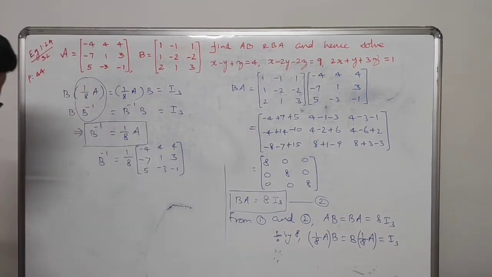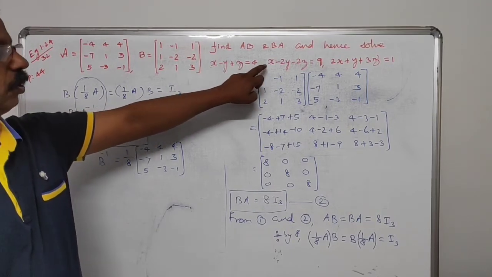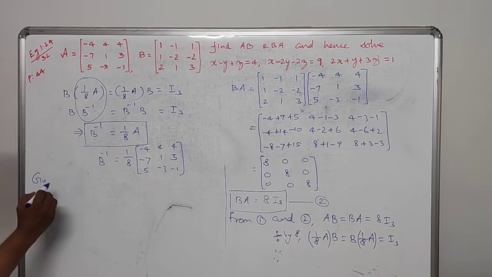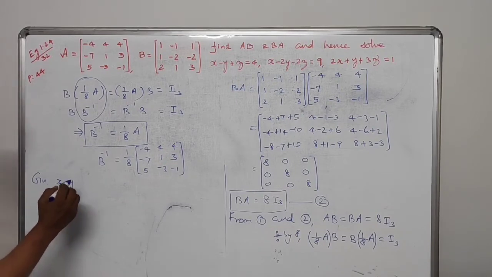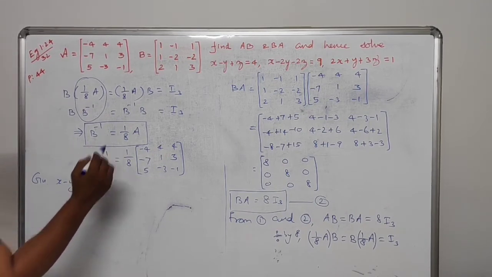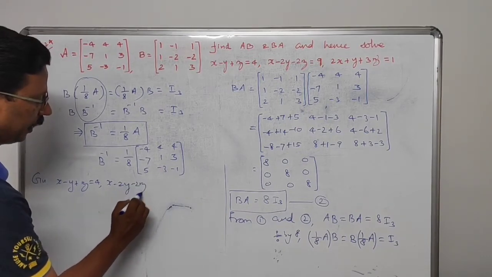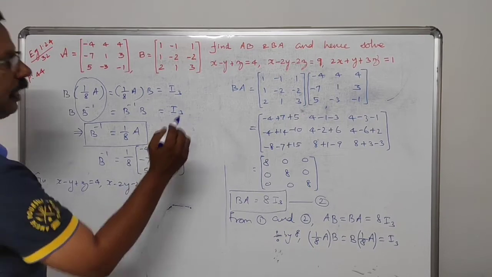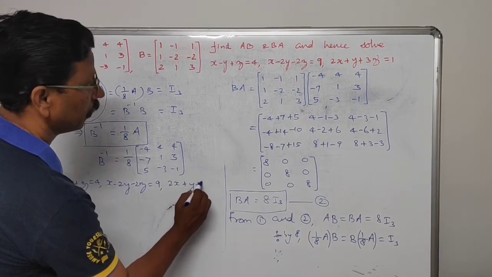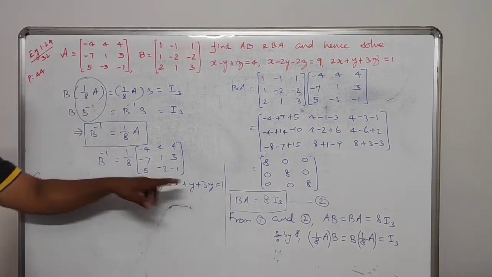Now we have to solve these equations. The given equations are x minus y plus z equal to 4, then x minus 2y minus 2z is equal to 9, then 2x plus y plus 3z is equal to 1. Now these equations we need not write, for our convenience I have written here.